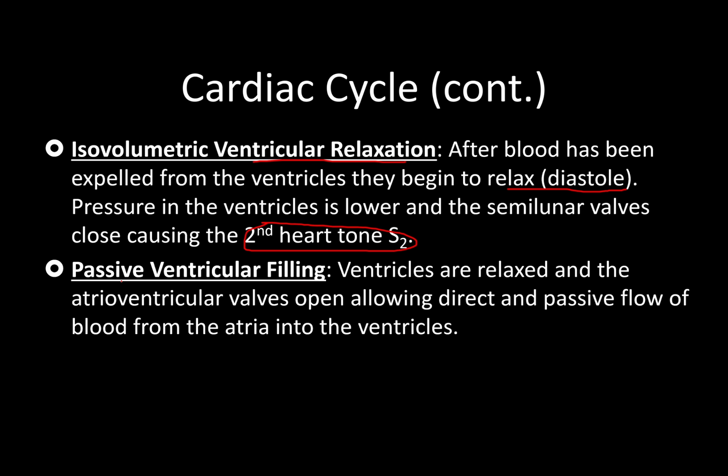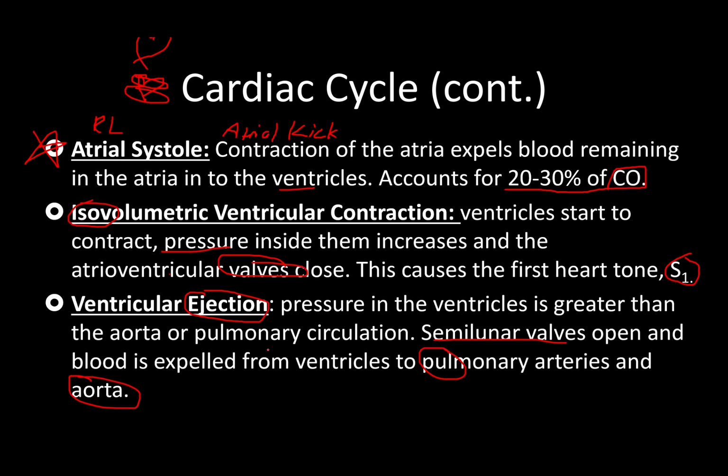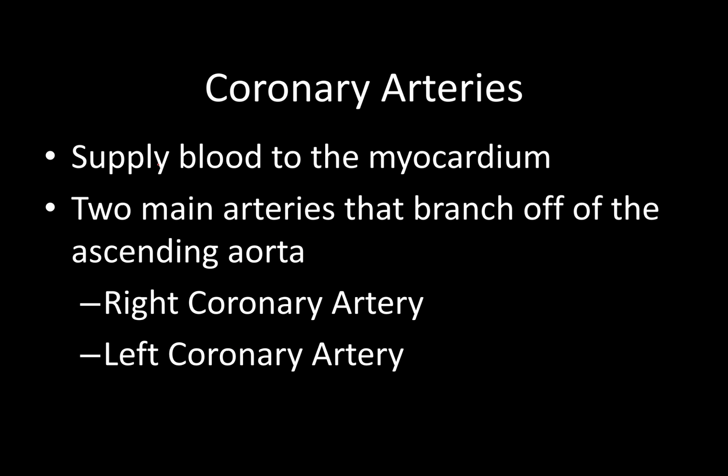Finally, as those ventricles are relaxing, that lack of pressure is now allowing the mitral and tricuspid valves to open because now there's no pressure keeping them closed, and blood will passively flow in. Then we actually go back to right where we started with atrial systole, and the cycle repeats over and over again. So top, bottom, contraction, relaxation.